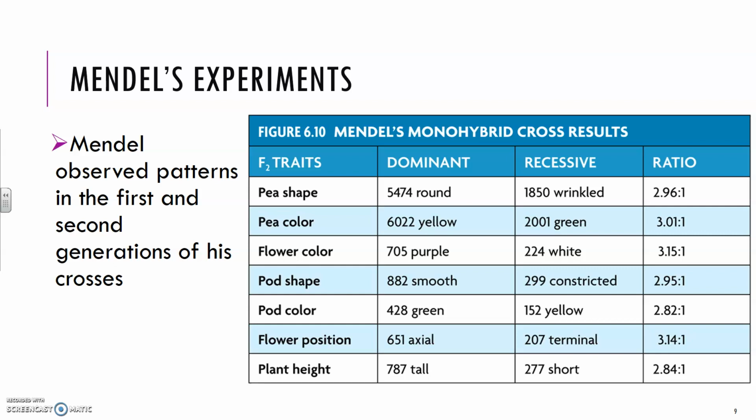Means that in the F2 generation, out of every 4 plants, you're going to get 3 of them that produce round peas and 1 that produces wrinkled. You're going to get 3 of them that produce yellow peas and 1 that produces green. 3 that produce purple flowers and 1 that produces white, and so on and so forth. So it always lines up that way.